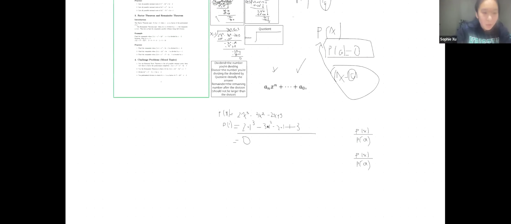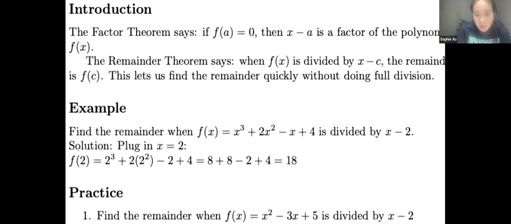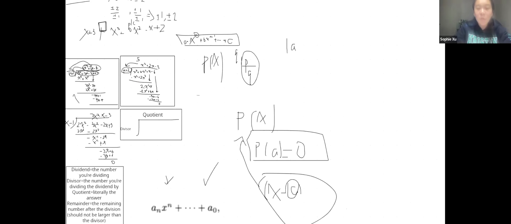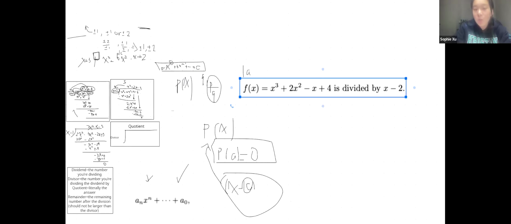What's the example? Find the remainder when this function is divided by x minus 2. Well, we know by remainder theorem, if you plug in f of 2, then you get the remainder, right? Because that's what remainder theorem basically says. So we can just do f of 2. What's f of 2?